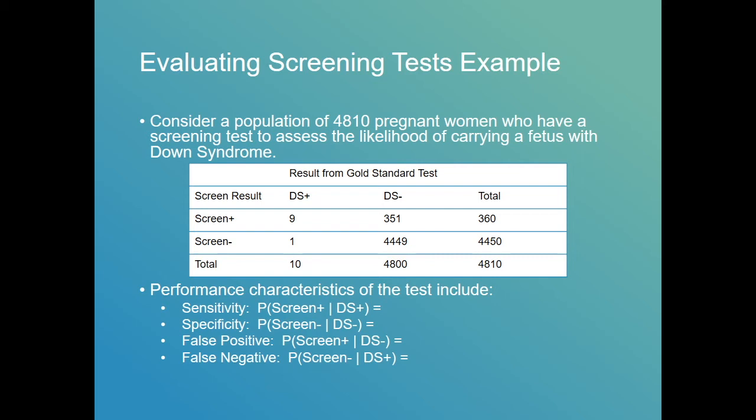So to calculate sensitivity, we want to calculate the probability of screening positive in those who actually got the positive result. So it would be 9 out of 10, or 9 divided by 10, which would be 0.9 or 90%.